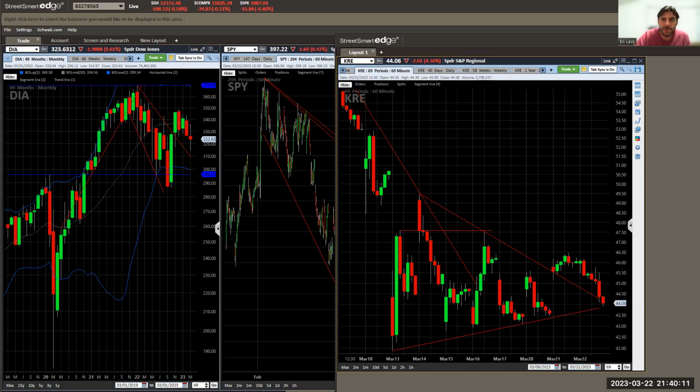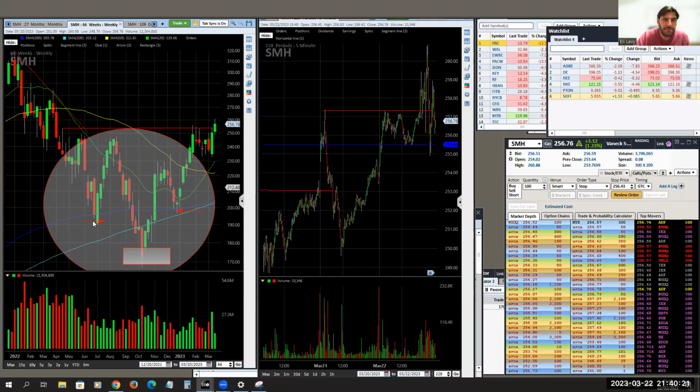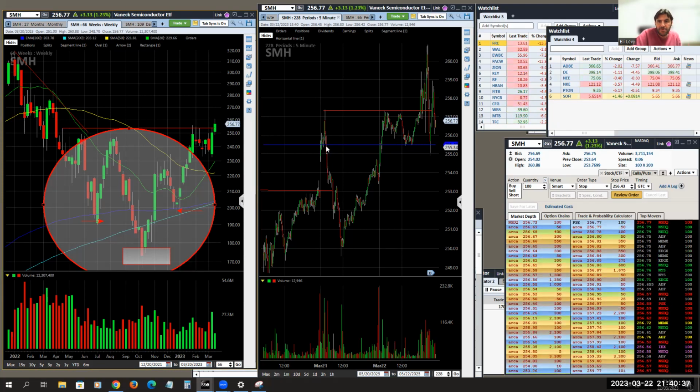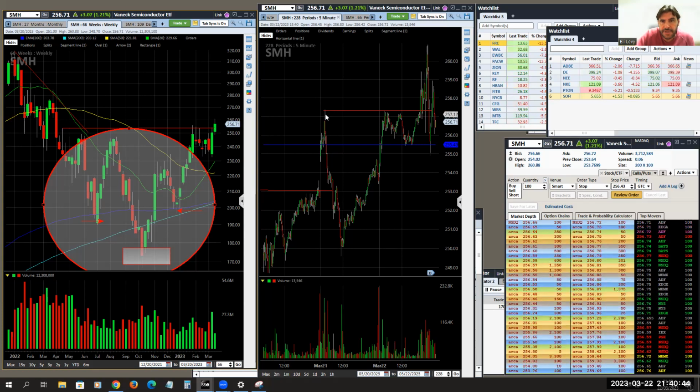One more graph I'm going to show you. Here we are with the SMH. This is pretty interesting. I showed you guys that we had an inverted head and shoulders, left shoulder, right shoulder, head, and the neckline. And we broke that neckline to the top side. It was somewhere in the area of 255.64. Here we are on a 5-minute graph, 255.64, and yesterday we flew all the way up to 257.40.